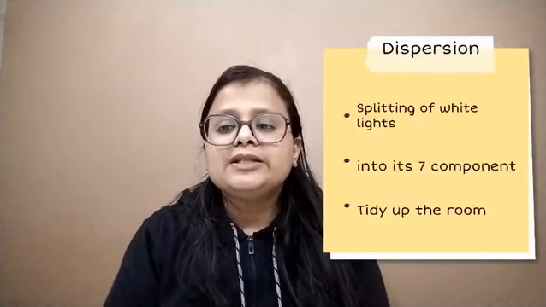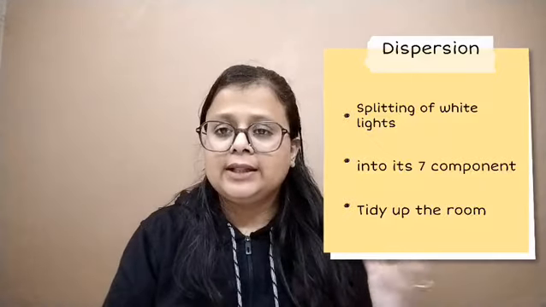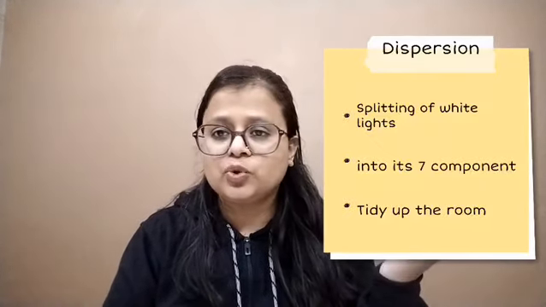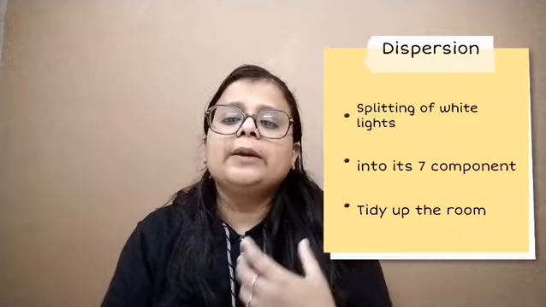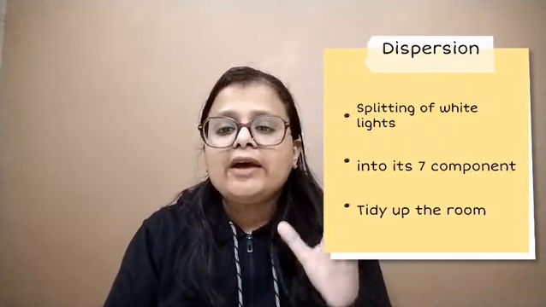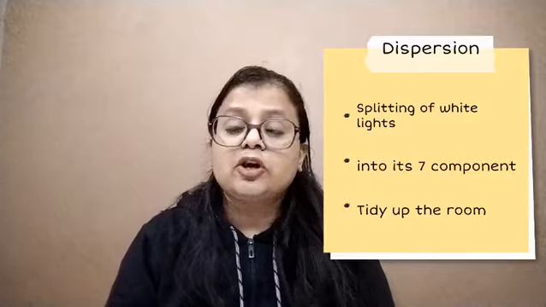Now the last term is dispersion of light. What does dispersion of light mean? Dispersion means that any white light, the source can be the sun and can be other artificial things also, comprises 7 colors. And those 7 colors are VIBGYOR. So whenever any white light passes through a transparent glass prism, it will split into the constituent 7 colors, that is VIBGYOR.